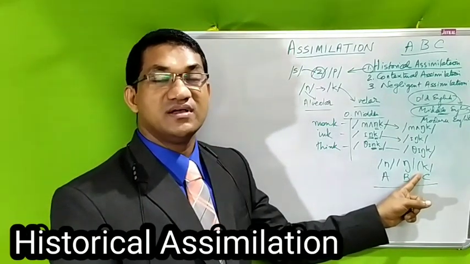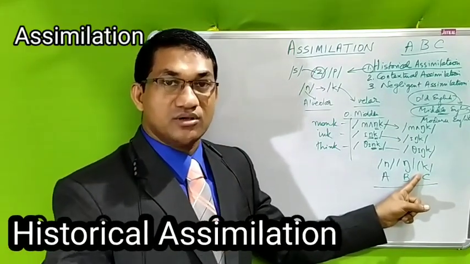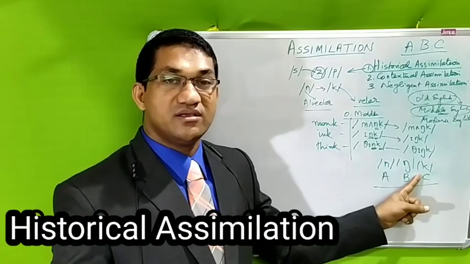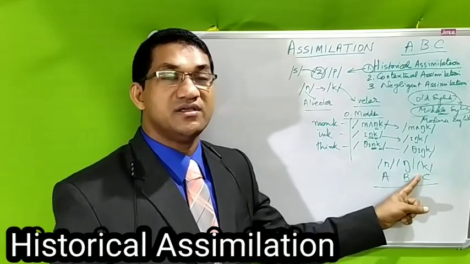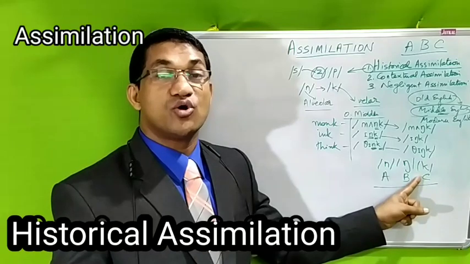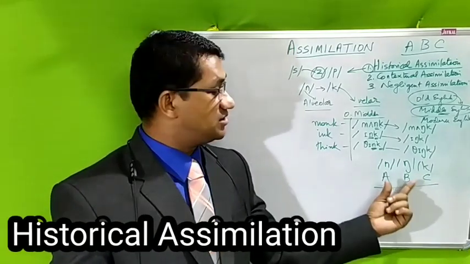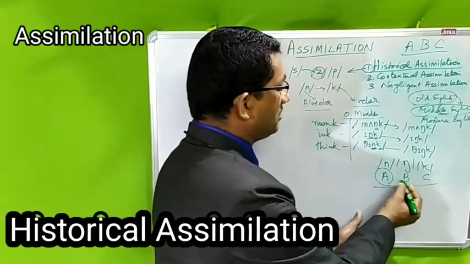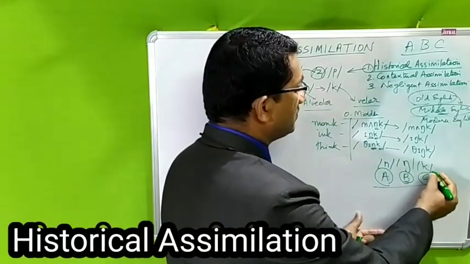So this type of change is not taking place all of a sudden. It is taking place gradually and eventually, and it is known as historical assimilation. Sound A is replaced by sound B under the influence of sound C.